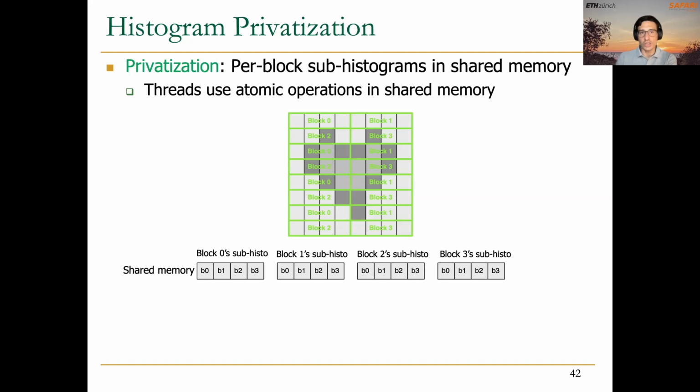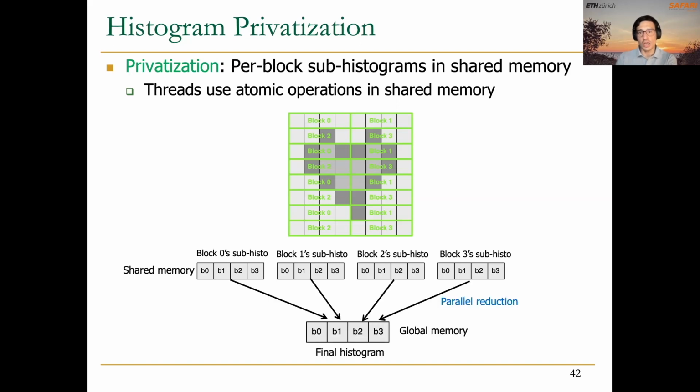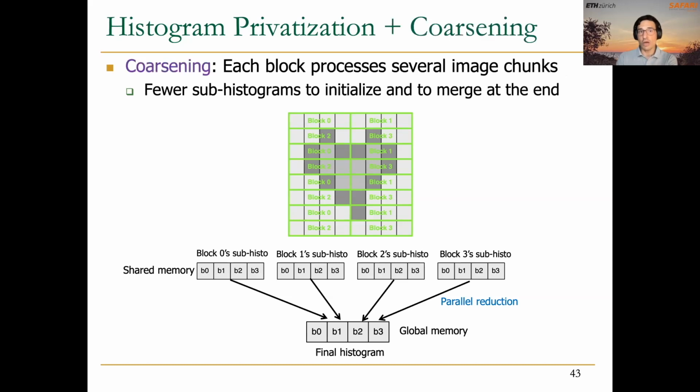So we create these local subhistograms, and at the end of the kernel, we perform a parallel reduction in order to obtain the final histogram in global memory. We can combine the privatization with another interesting optimization technique, that is coarsening. In this case, what we do is use a fixed number of thread blocks, large enough to occupy the whole GPU and keep all GPU cores active.